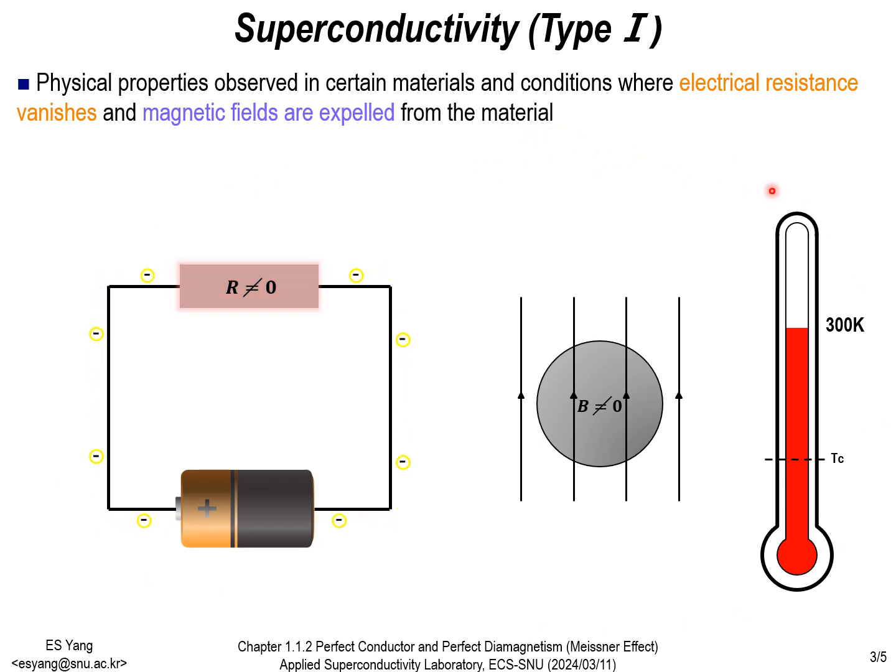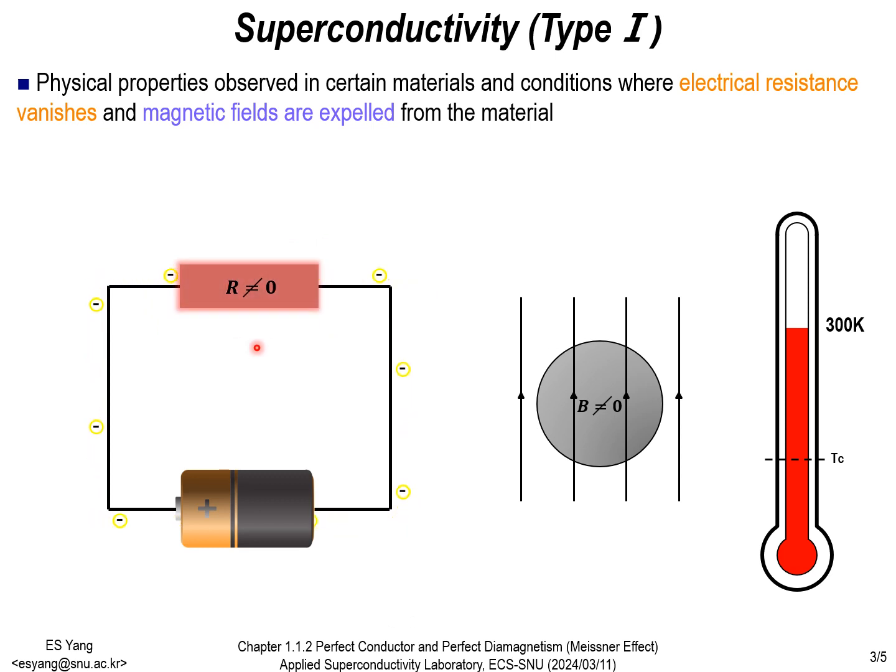The most crucial condition for the occurrence of superconductivity is temperature. At room temperature, 300 K, which is relatively high, the material exhibits non-zero resistance, and the internal magnetic field is not zero. Therefore, if a current is passed through the material, there will be heat loss corresponding to I²R.